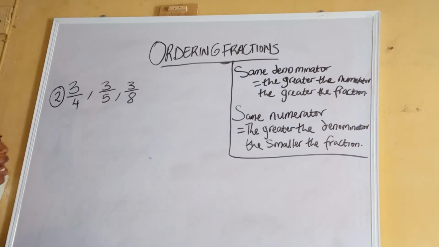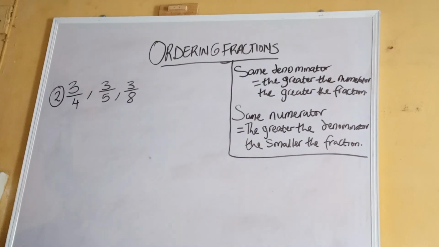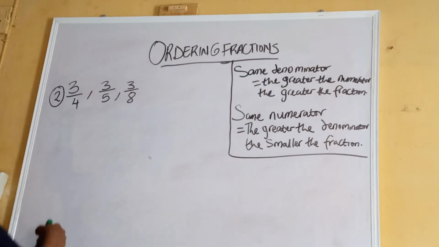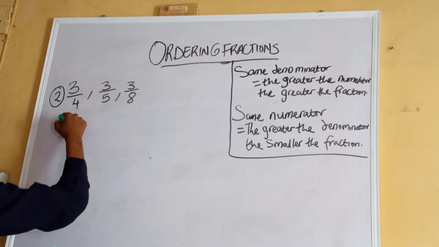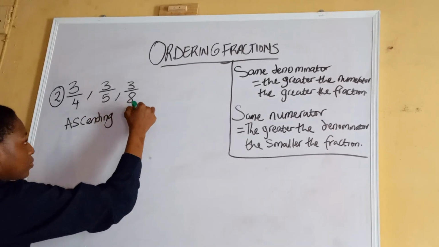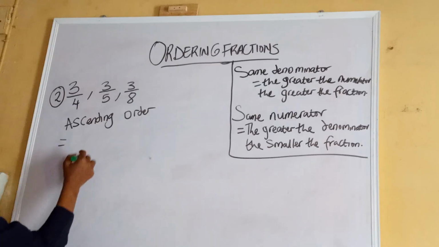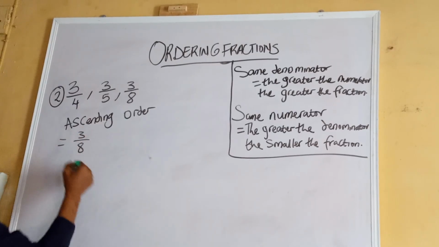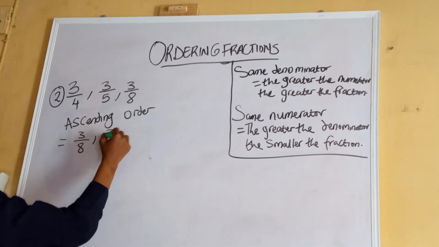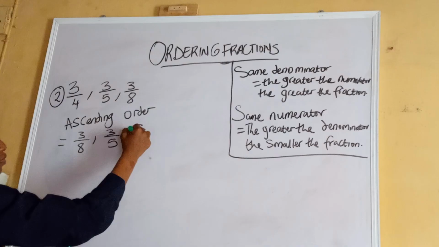Alright, so let's work on that. According to this, the denominator that is the biggest is the smallest of the fractions. So now, in ascending order, we have 3 over 8, because that's the greatest denominator, right? We have 3 over 5, and we have 3 over 4.